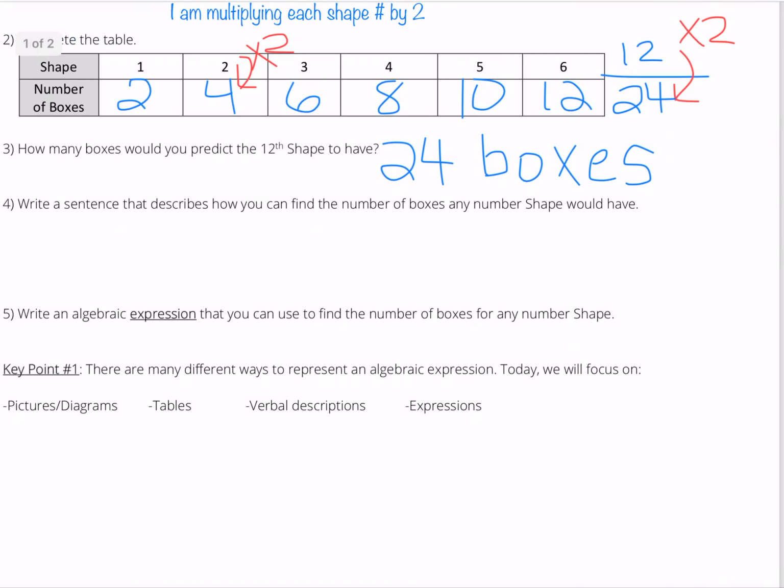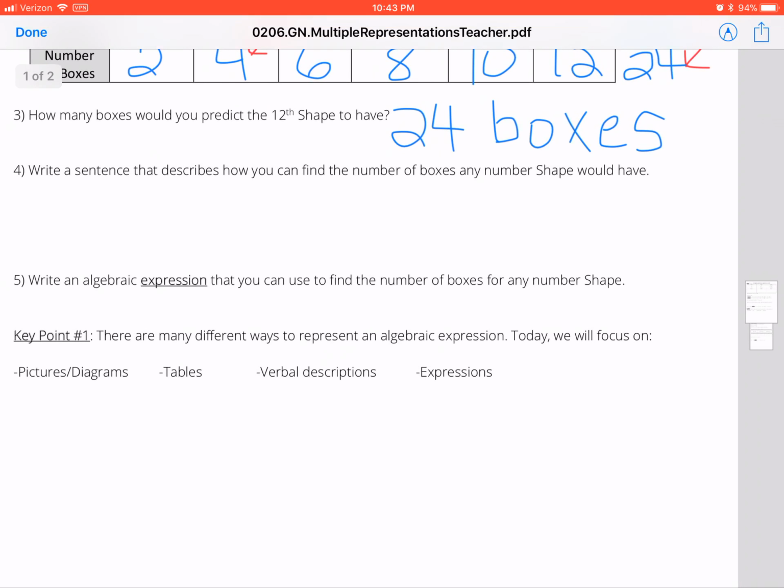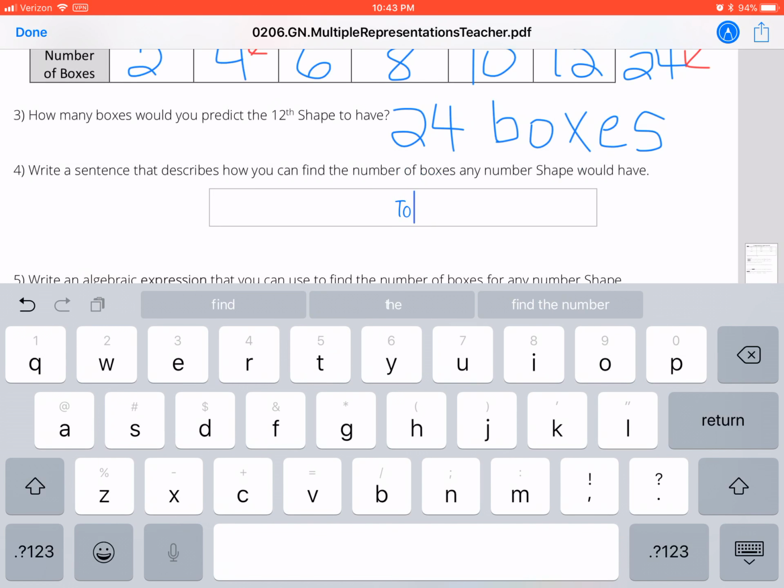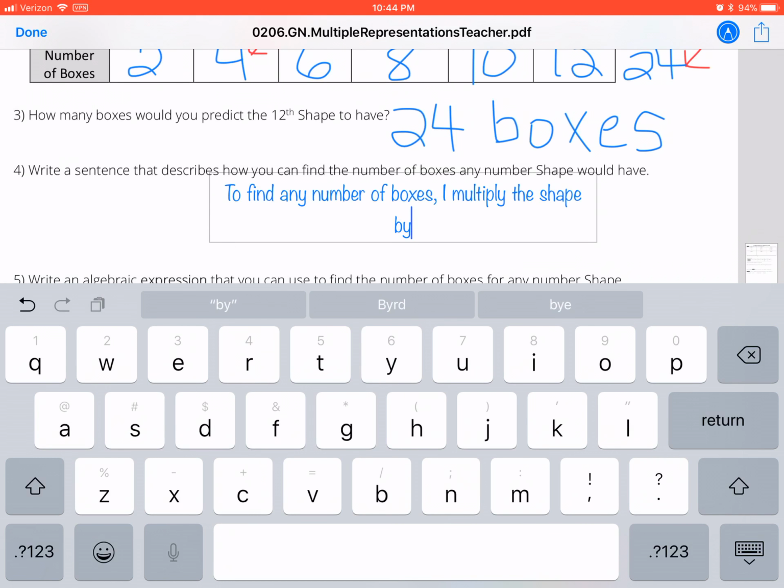Alright, moving on. Write a sentence that describes how you can find the number of boxes any shape would have. I'm going to go back to my handy dandy text box here because it's probably going to be too hard to write with my hand. So how am I finding any number of boxes here? To find any number of boxes, comma, and then I asked myself, what was I doing each time? I took the shape number and I was multiplying by 2. So I multiply the shape by 2.